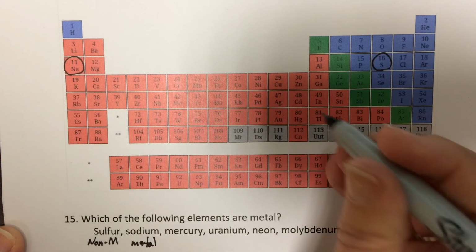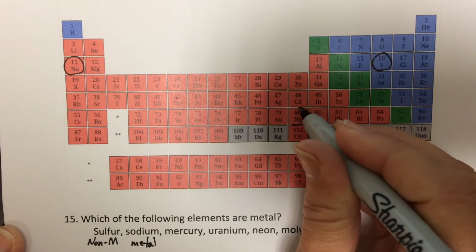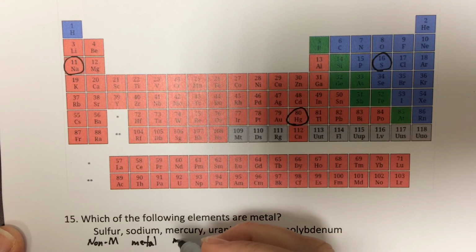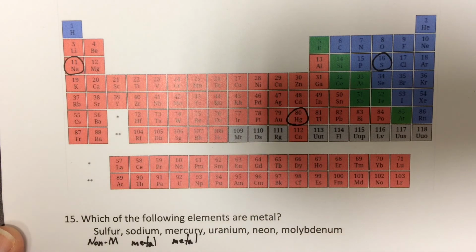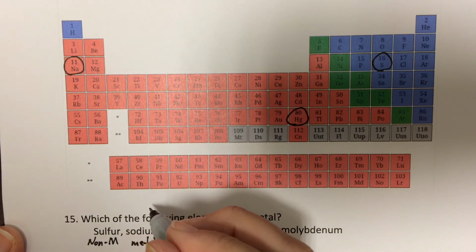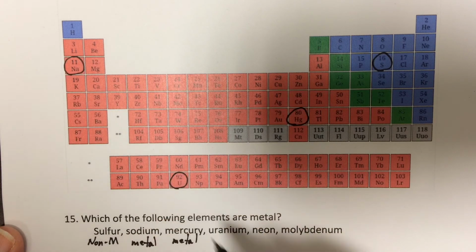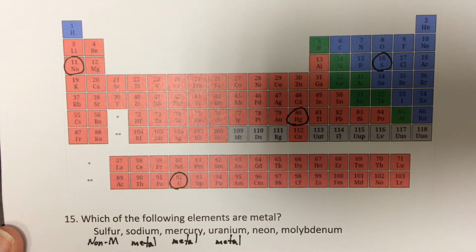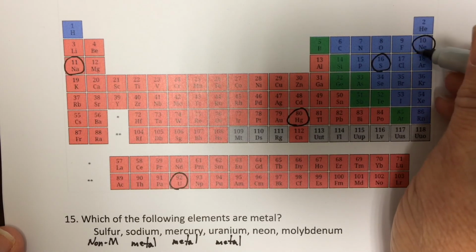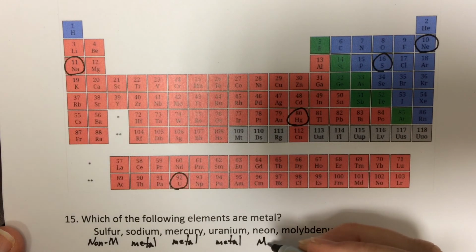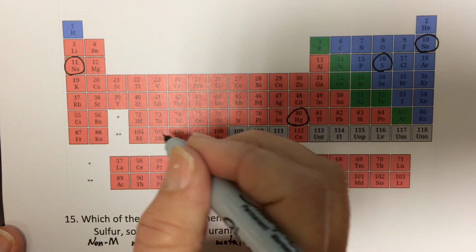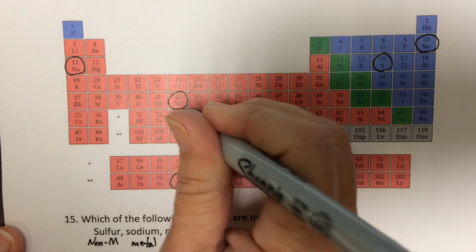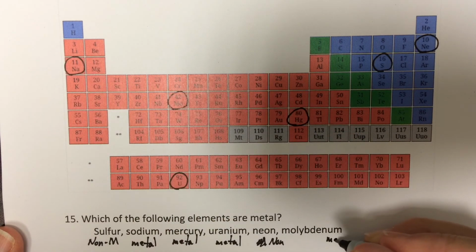Mercury is Hg, and it's a metal. Uranium is 92, down here the U, and it's also a metal. Neon is here, and it's a nonmetal. And molybdenum is right under chromium. It's right here. And that makes it a metal.